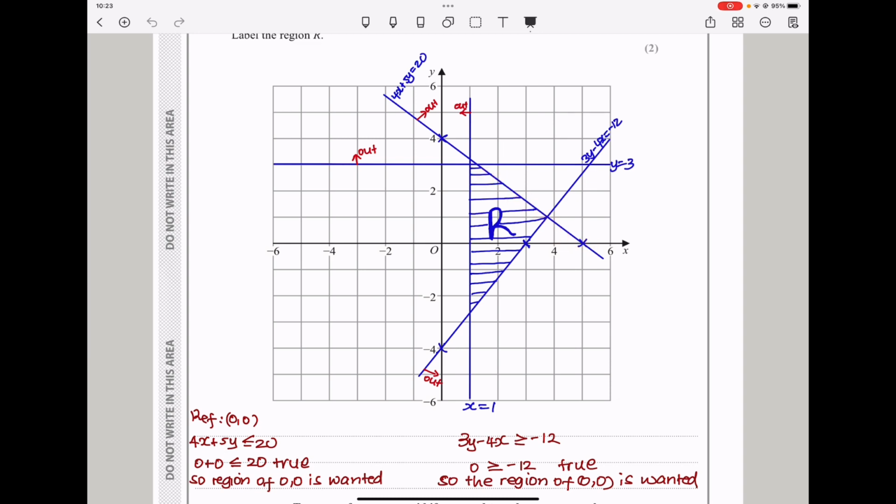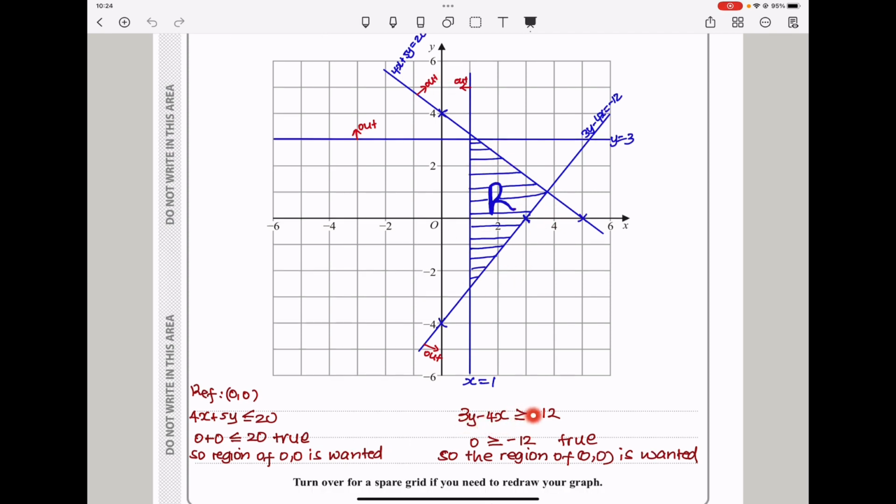So for this line, this region here is in the wanted region, so ignore that, this is out, and then this region is what we're interested in. So 3y - 4x ≥ -12. Again, I refer to the point (0, 0) and substituted here. I got 0 - 0, which is 0. We see 0 is greater than -12. And that means that region (0, 0) is also in the wanted region for this other line. Get this out, and then this is going to be the region of interest.